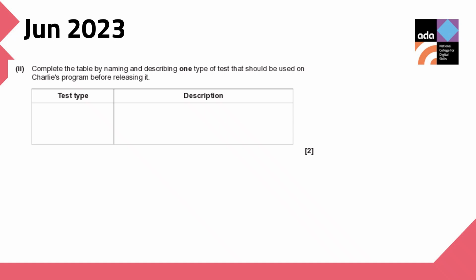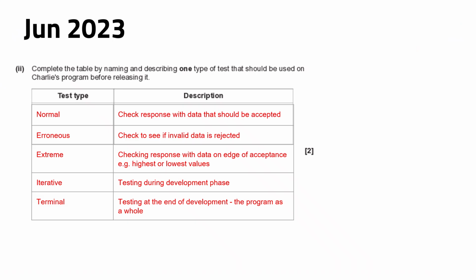Have a look at this question. This is about your understanding of the different forms of testing that can be undertaken either during development or completion of a program. Again, this is a 2-marker question, so you're really asked to give one type of test and then explain how this would be carried out. There are multiple answers that can be given here.